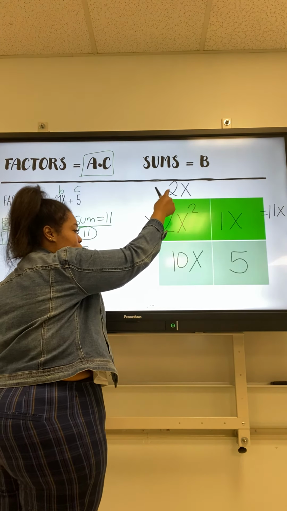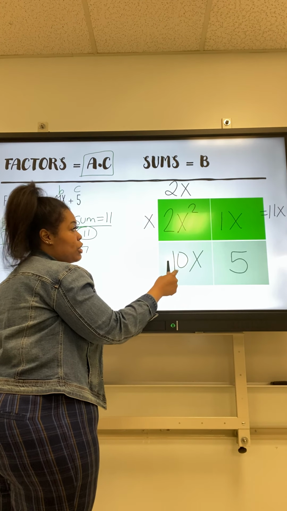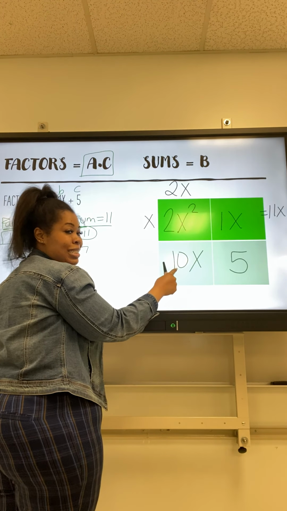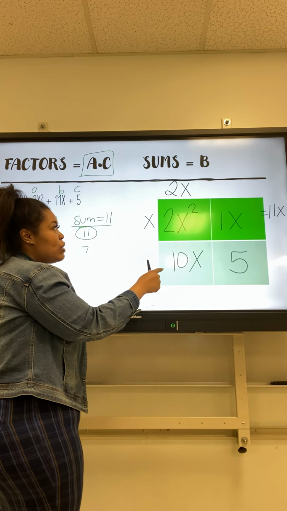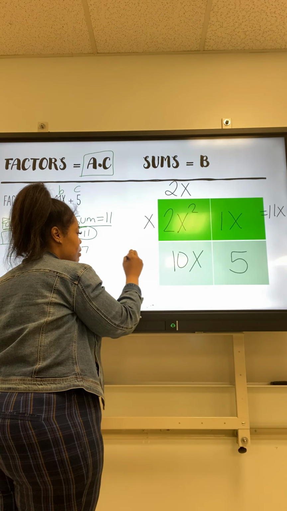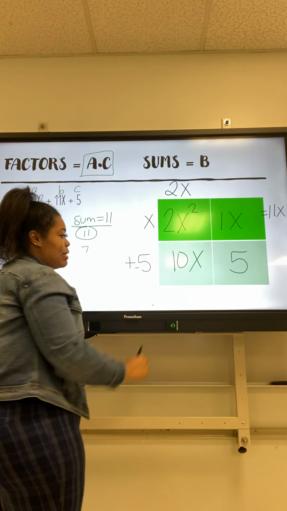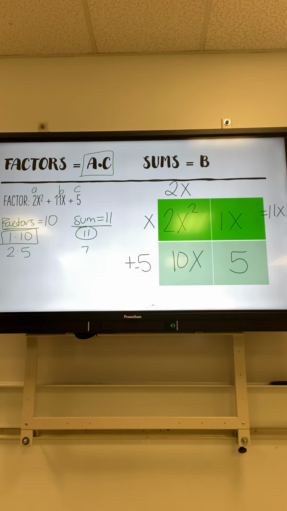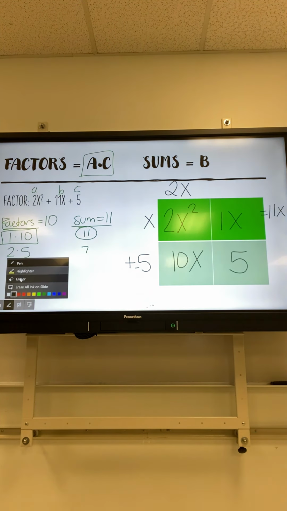So here I have 2x, but I need 10x. So I need to figure out what can I multiply by 2x to get 10x, right? And then you should see that 2 times positive 5 is going to give me 10. So that's going to be 5 that we're going to bring out here. And sorry, that's not a negative, that's just a 5, okay?